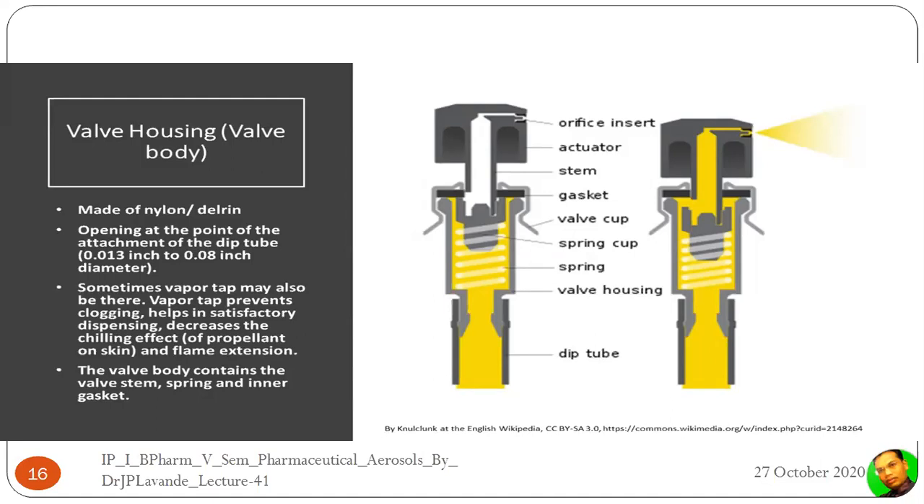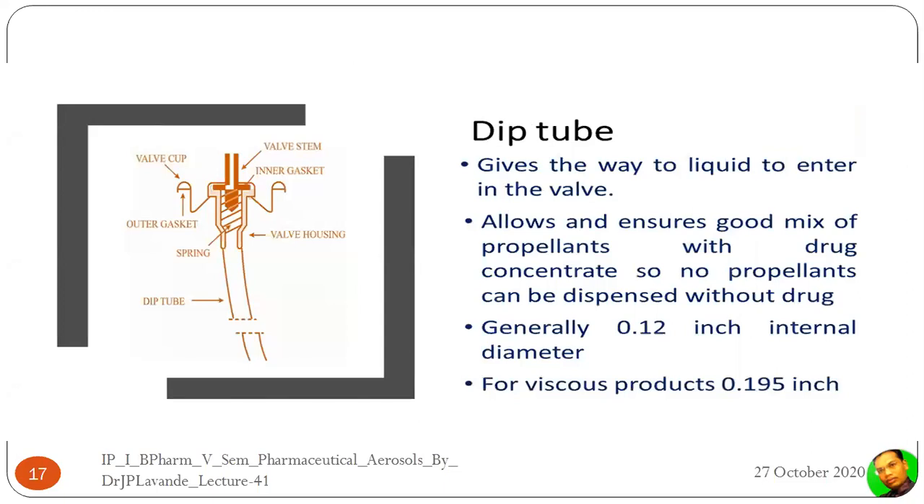The valve body contains the valve stem, spring, and the inner gasket, as we had discussed a few seconds before. There is a dip tube. Now this dip tube gives the way for liquid to enter the valve. It allows and ensures a good mix of the propellants with the drug concentrate. So no propellant can be dispensed without drug. This is most important because only propellant should not come out.